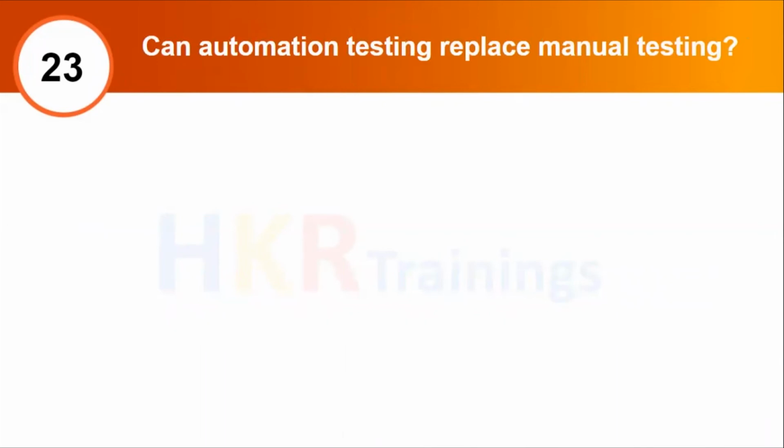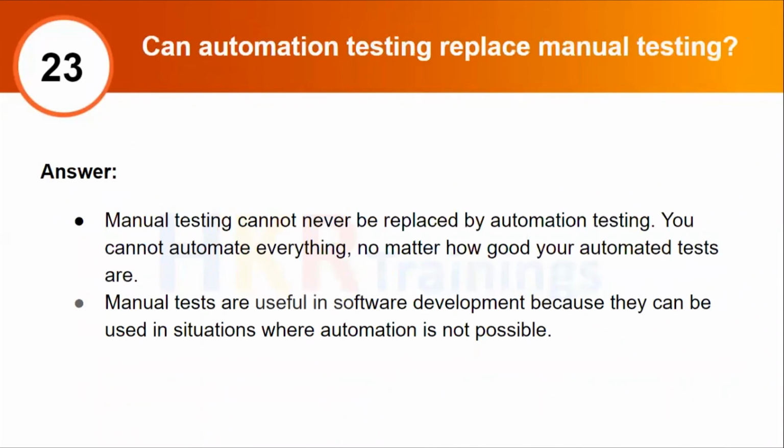And this is the most wanted question: can automation testing replace manual testing? The answer is no, because manual testing can never be replaced. However good we are at automated tests or writing scripts, manual testing is useful in software development because it is used in situations wherever automation is not possible. There are many scenarios in which automation is not possible. Only manual testing has to be done.